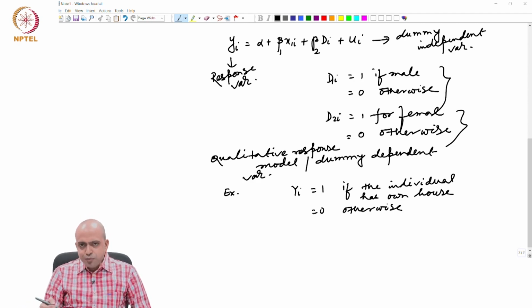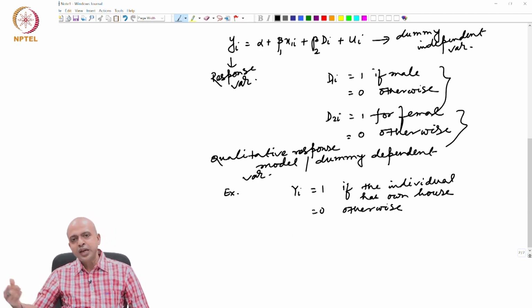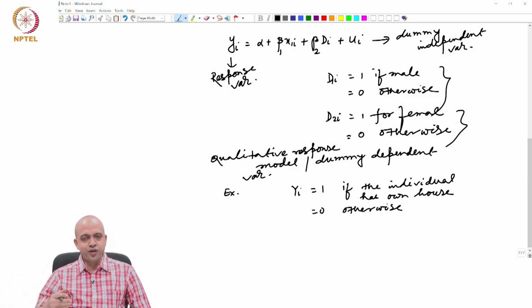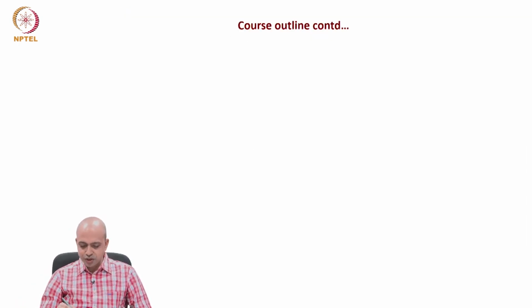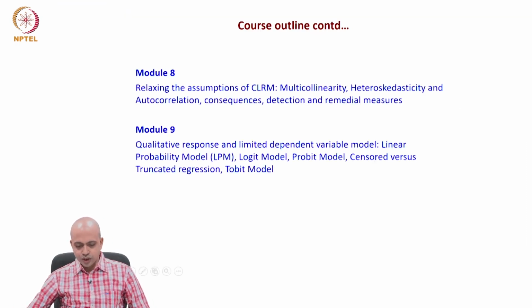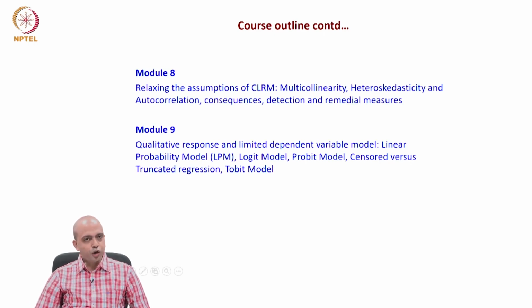So, the objective of these models is to estimate basically the probability of owning a house given the individual's socio-economic and demographic factors. If I know the individual's income, education, age, gender, and so on, what is the probability that the individual will own a house? There are 3 types of probabilistic models that we are going to discuss here: the linear probability model, the logit model and the probit model. These are the 3 probabilistic models.